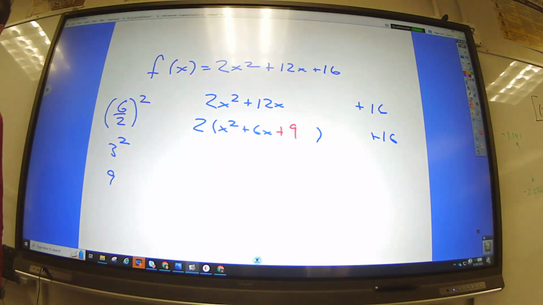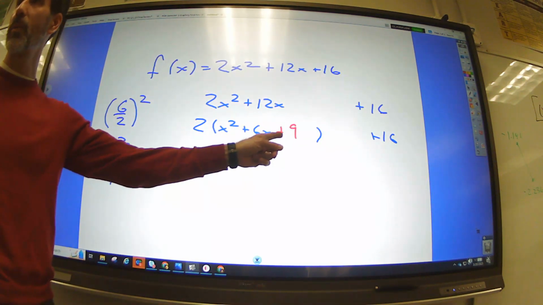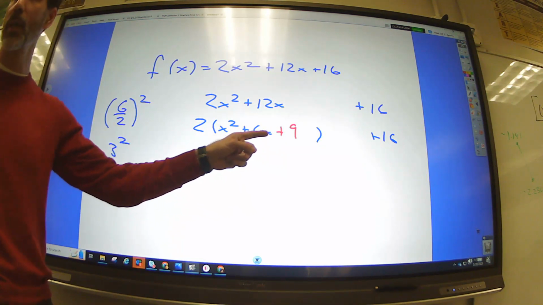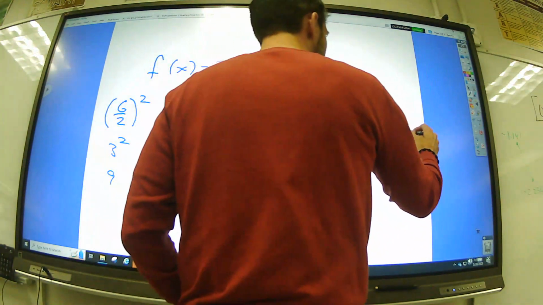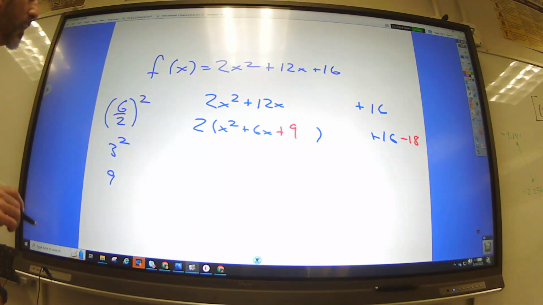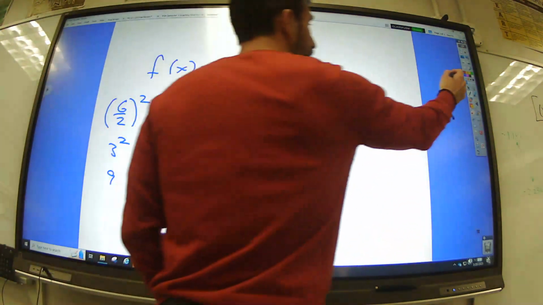But I can't just randomly add 9 to an equation. I got to balance it out. However, I didn't add 9. What did I add? What's the total value I added here? 18, because I did 2 times 9. So I'm going to take away 18 right there. Okay?